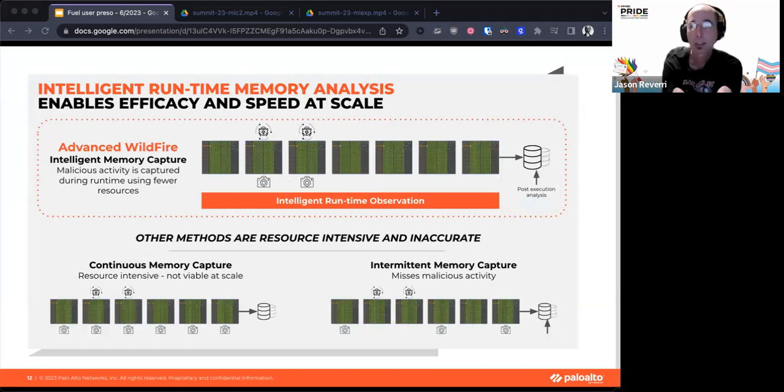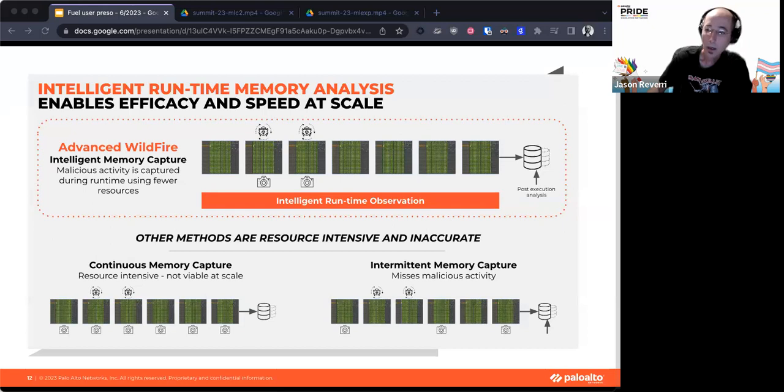So memory analysis is extremely useful for malware detection. And we need to be able to look at the deltas in the memory for key points of execution and extract meaningful information and artifacts from them. So AWF introduces a completely new patented malware analysis technique, Intelligent Runtime Memory Analysis, or what we call IRMA. This platform is built on top of a newly introduced cloud infrastructure that achieves detection efficacy and speed at Wildfire's scale.